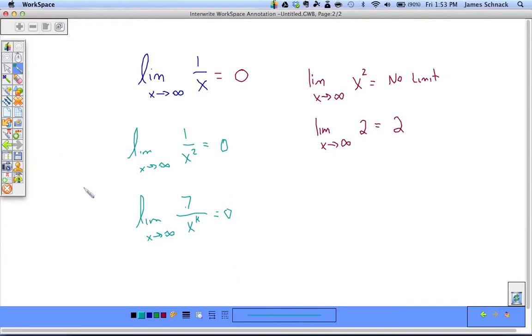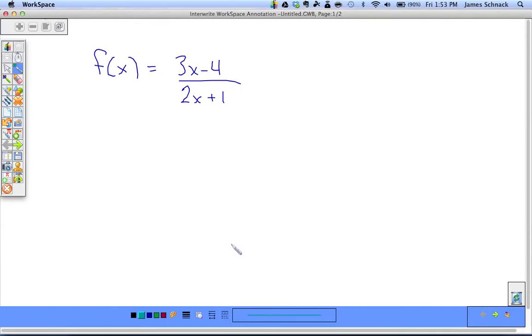So hopefully you're drawing the connection: a horizontal asymptote is the value of y that the graph approaches as x goes to infinity. So let's apply this. So we want to graph this. And let's start out by finding the vertical asymptote. Vertical asymptote will be where the denominator equals 0. So 2x plus 1 equals 0. 2x equals negative 1. X is negative 1/2.